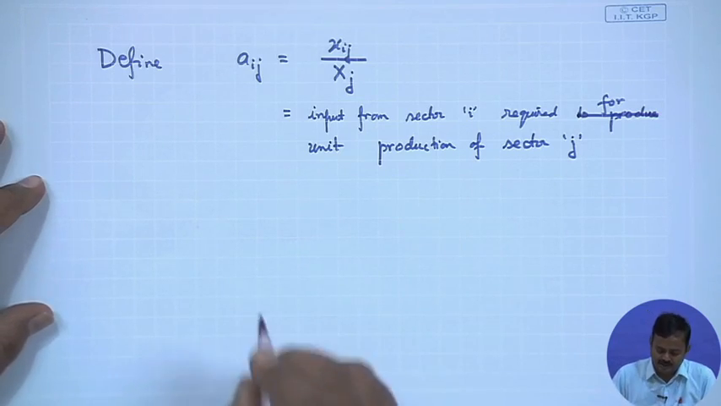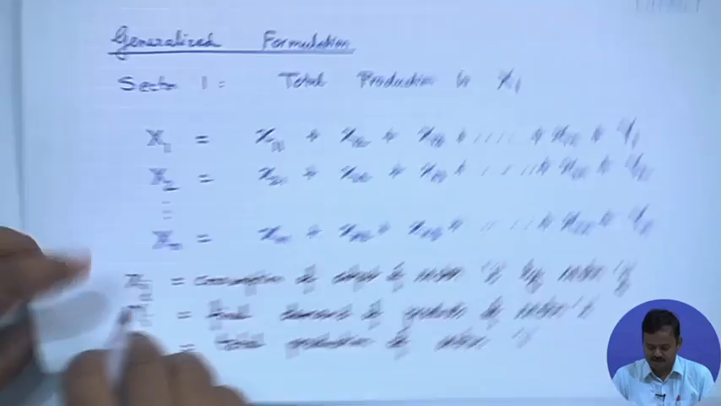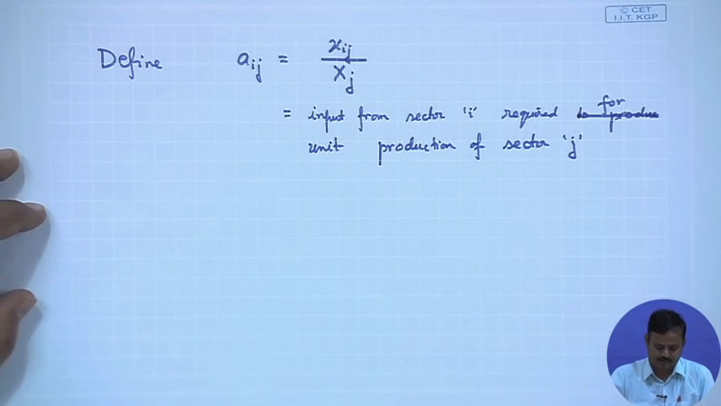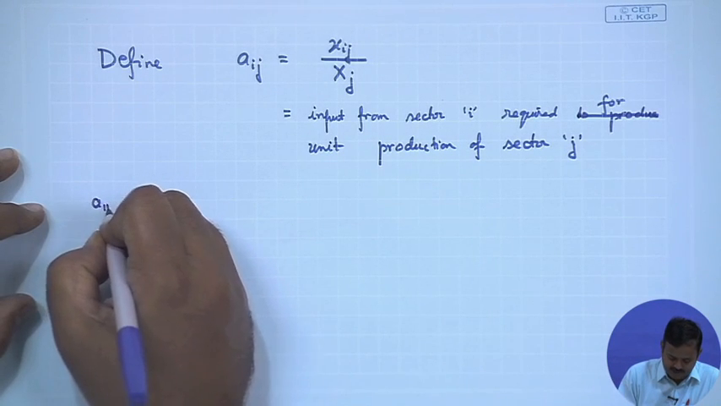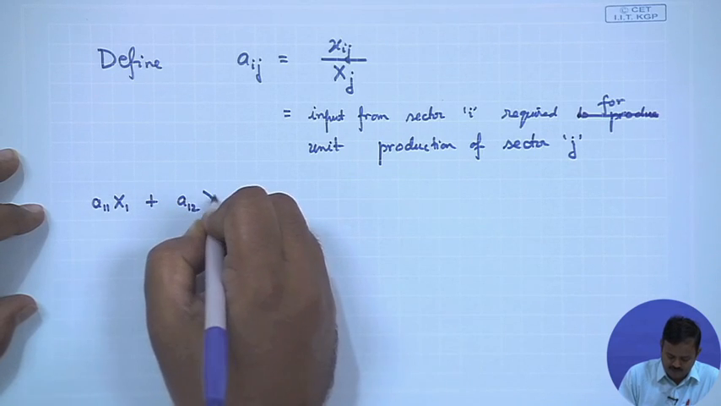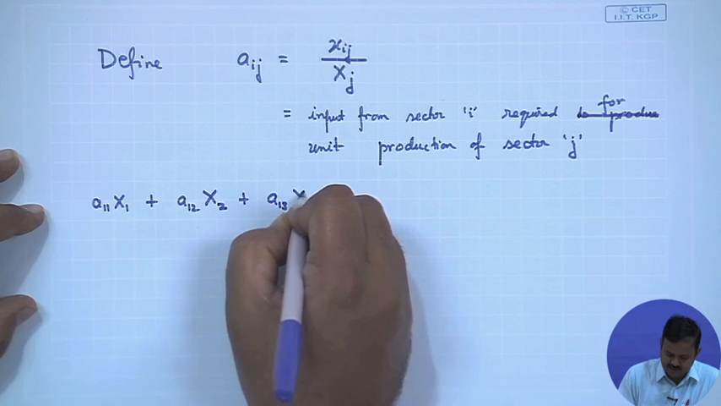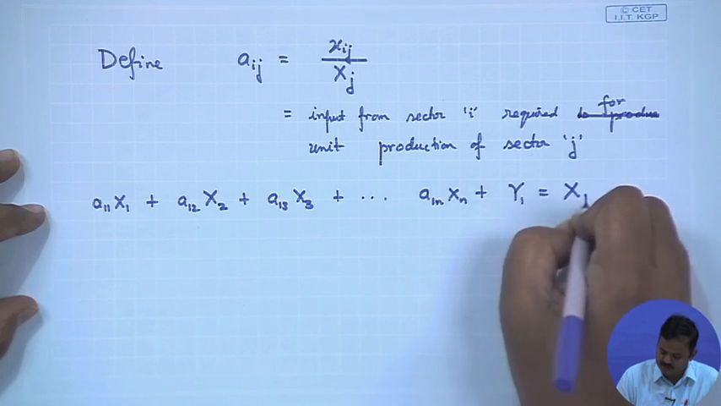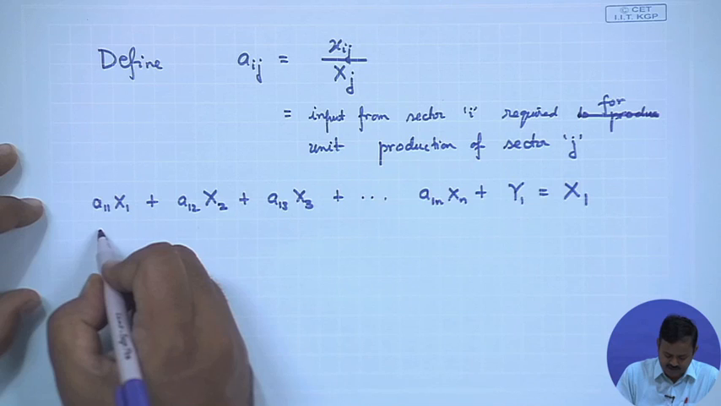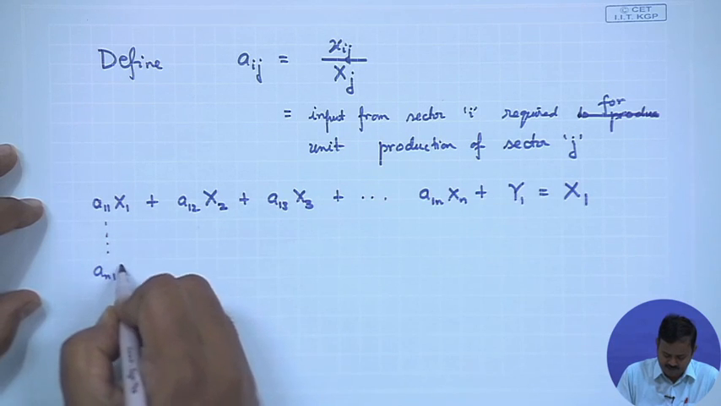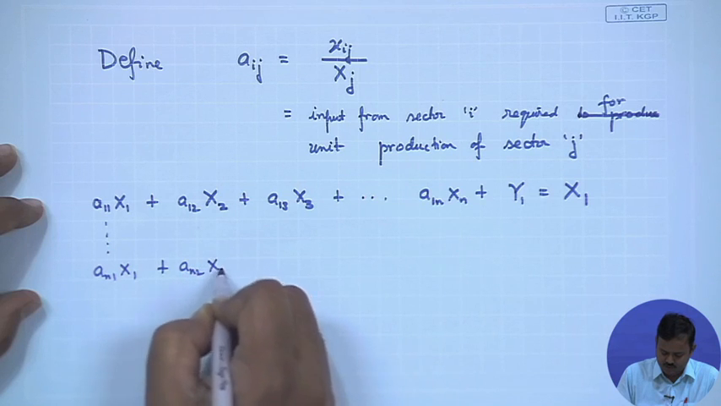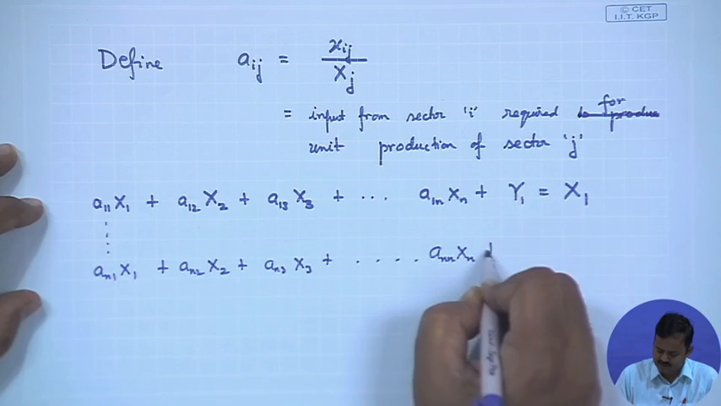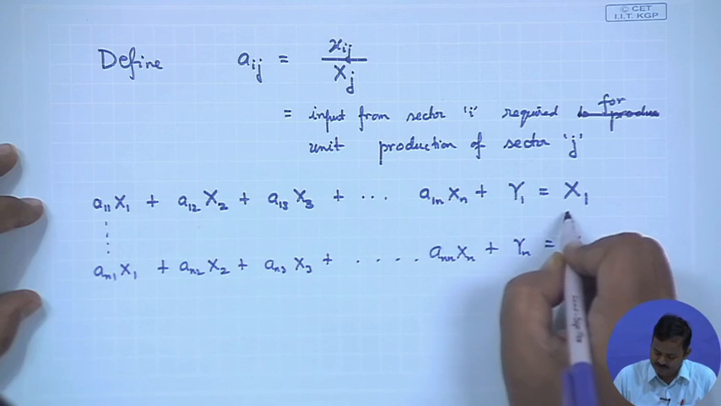So, what can I write? With this definition, I can write this set of equations in a slightly different manner. A11 x1 plus A12 x2 plus A13 x3 up to A1n xn plus y1 is equal to X1. It is the same thing. Similarly, I will just skip and write An1 x1 plus An2 x2 plus up to Ann xn plus yn is equal to capital Xn.